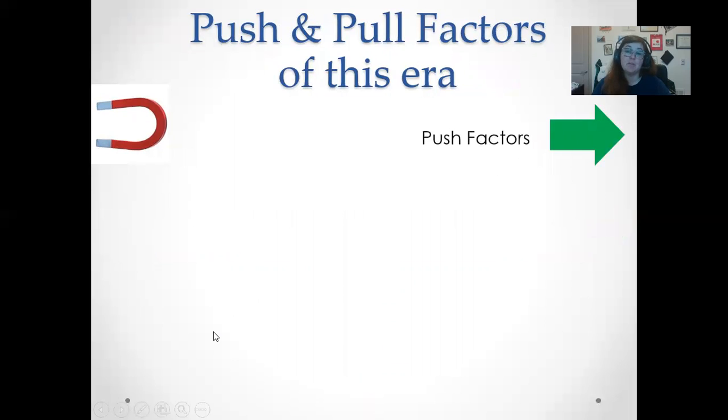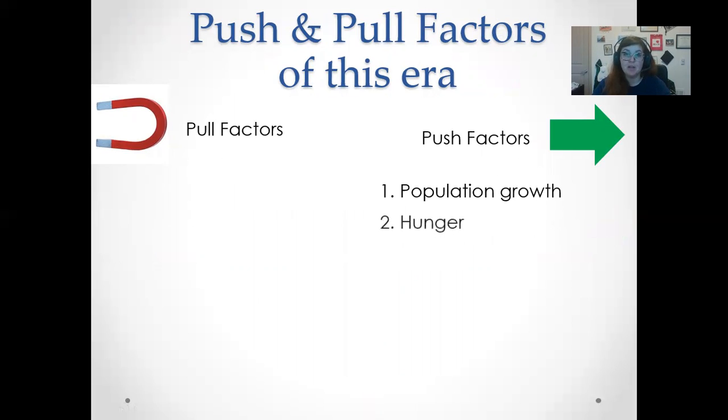Okay, so some push factors, why they're leaving the places that they were originally from, are population growth, right? There's a limited amount of land in many places, right? Especially some of the smaller European countries, right? And so they have to leave to make room. Hunger, there were several famines across Europe and China during this point.